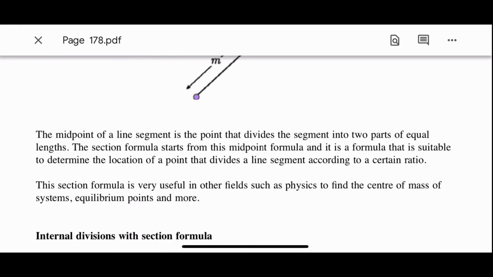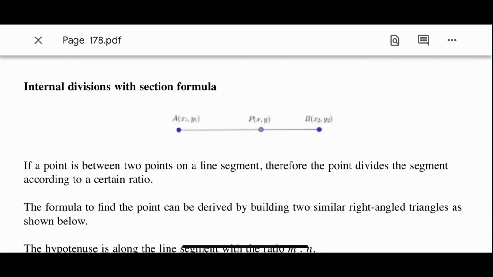of a line segment is the point that divides the segment into two parts of equal length. The section formula starts from the midpoint formula, and it is a formula that is suitable to determine the location of a point that divides the line segment according to a certain ratio. This section formula is very useful in other fields such as physics to find the center of mass of a system, equilibrium points, and so on.